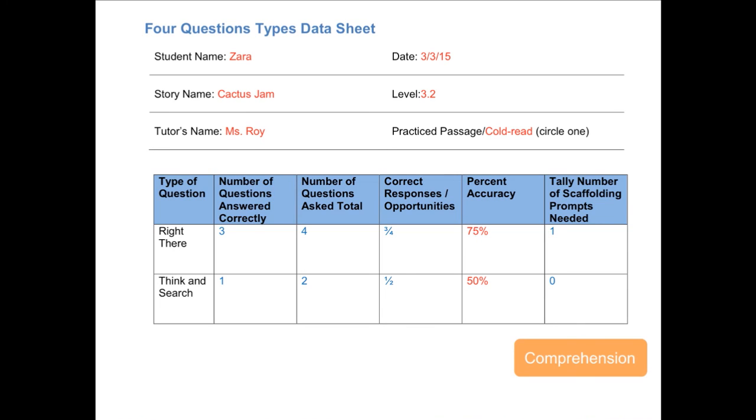There are blank data sheets that you can use. The file is called Repeated Reading and Comprehension Data Sheets. This slide shows an example of a tutor using the data sheets for comprehension.